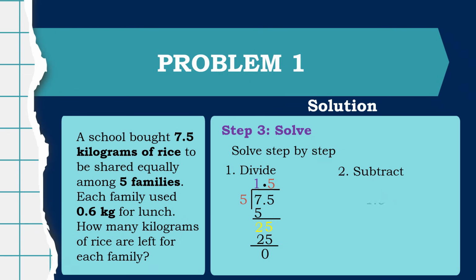Step 2, subtract. 1 and 5/10 minus 6/10. We are going to align the decimal point, then subtract. 5 minus 6 cannot be. Borrow 1 from 1. 1 becomes 0. 5 becomes 15. So 15 minus 6 is equal to 9. Then don't forget to copy the decimal point. So our answer is 9/10.